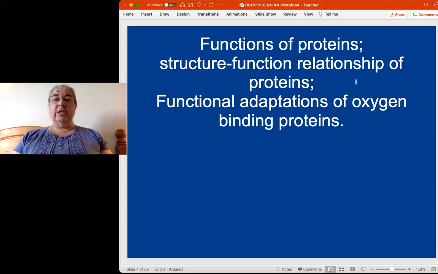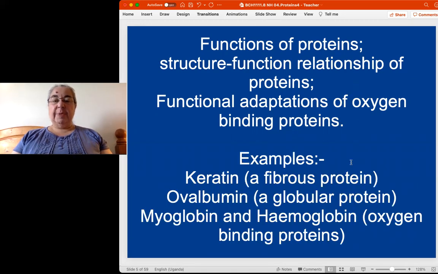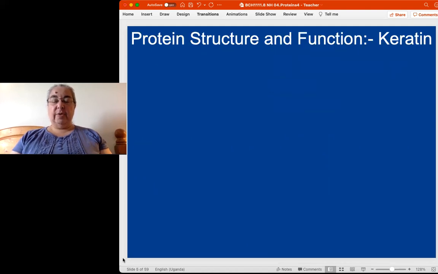So for today, I'm just going to be introducing you to the idea of how the structure of a protein can lead to it correctly being able to carry out its function. And the examples I'm going to be taking today are keratin, which is a fibrous protein, and ovalbumin, which is a globular protein. And then next time we're going to be looking at the extremely important oxygen binding proteins, myoglobin and hemoglobin. Okay, so that's just where we're going over the next two lectures.